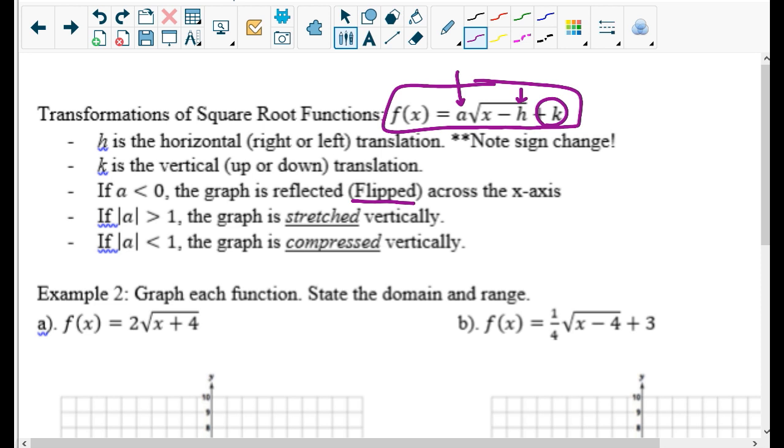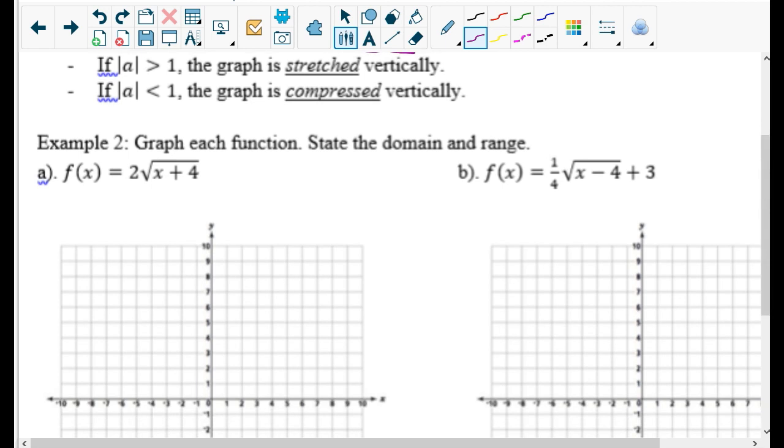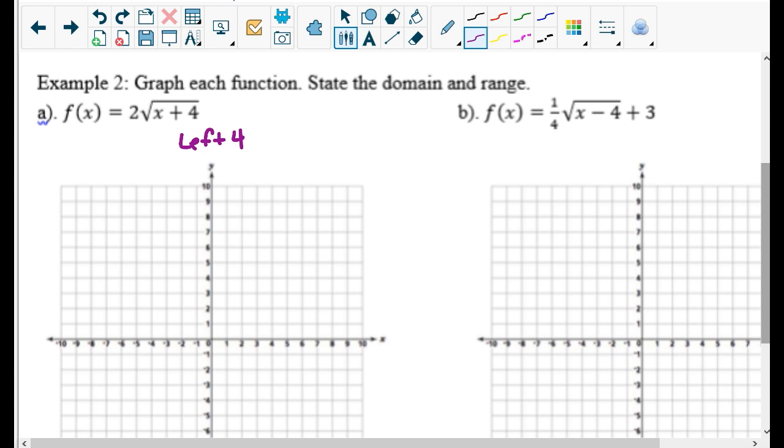So let's take a look here at letter A. In this graph, we're looking at left and right, so we're going left 4 for my starting point. From 0, 0, I'm going to go to the left 4: 1, 2, 3, 4. There's my starting point. Now my original moves are over 1, up 1, over 3, up 2.